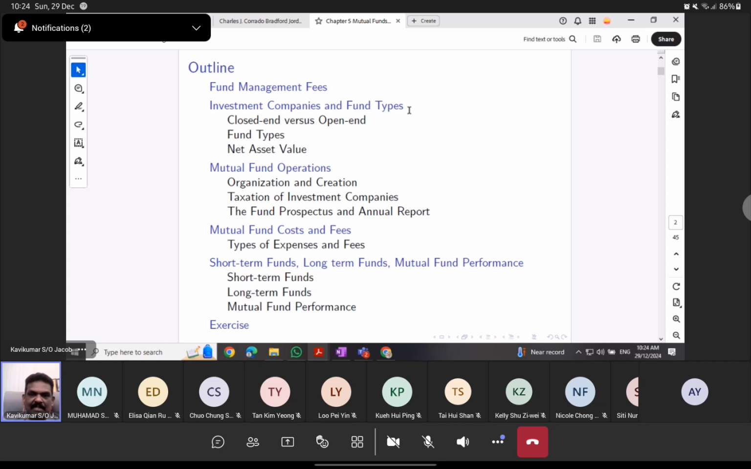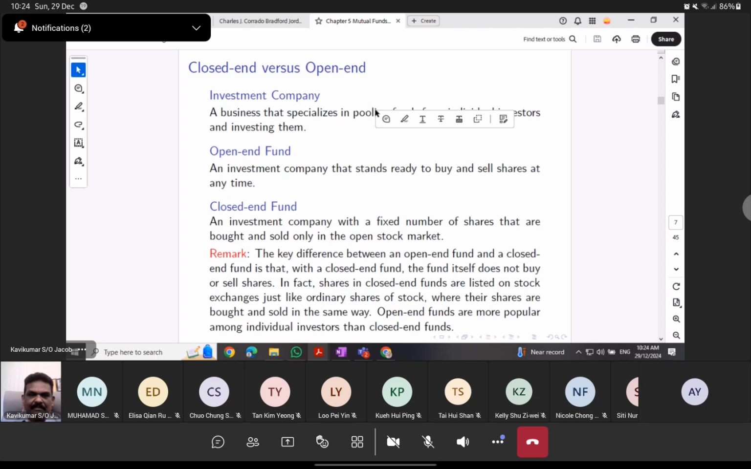Next is investment companies and fund types. So what kind of investment companies and fund types? What is an investment company? A business that specializes in pooling funds from individual investors and investing them. Pooling funds, what is the meaning? That is what we call a mutual fund. Pooling funds means a business that specializes.